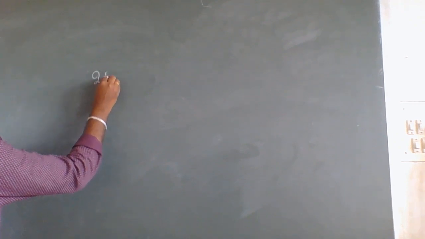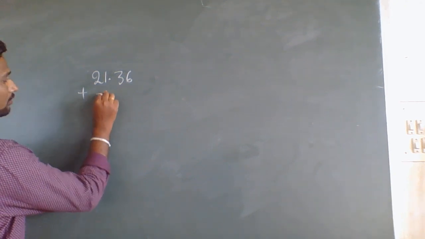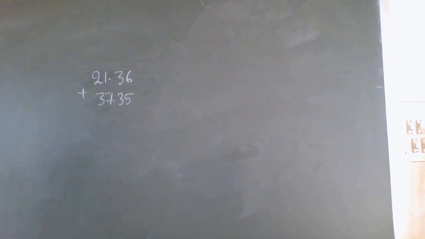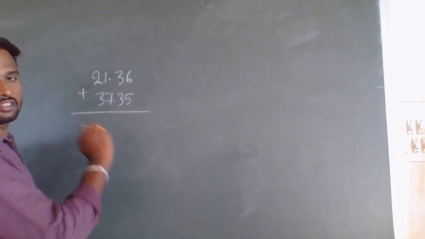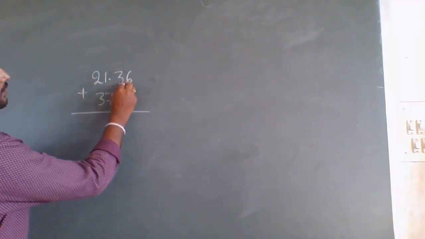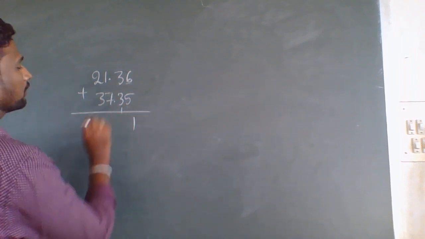So here they are given 21.36 plus 37.35. Okay, so now how to add these decimal numbers? First we will consider the right part of the decimal point and the last digit. Here 6 plus 5 means what we will get? 11. Here 1 is carry.